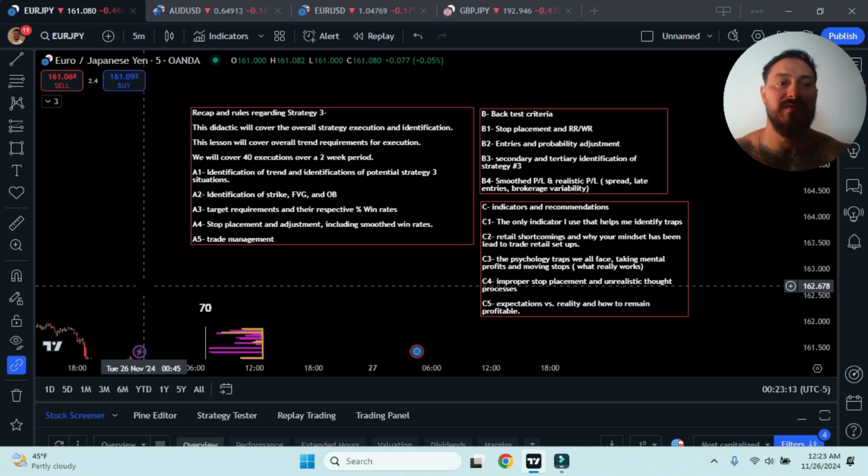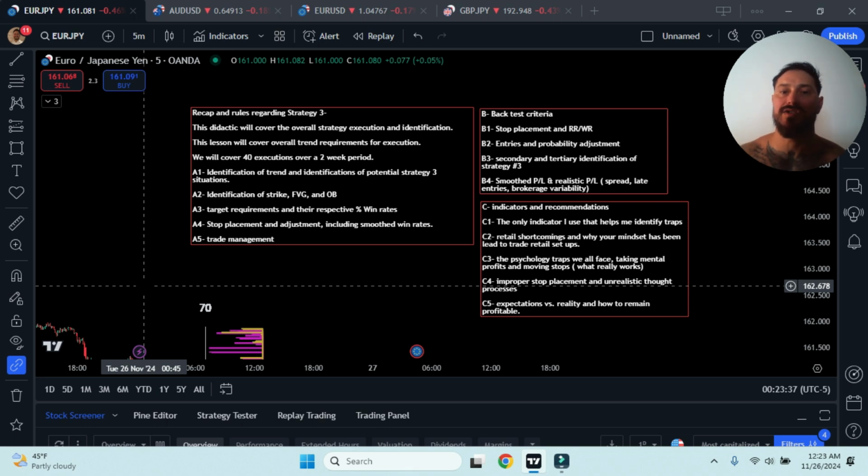Part A1 is the identification of trend and identification of potential Strategy 3 situations. Part A2 is identification of strike areas, FVG, and order blocks. A3, target requirements and their respective win rates, which is incredibly important. Stop placement and adjustment, including smoothed win rates, respectively, in trade management.